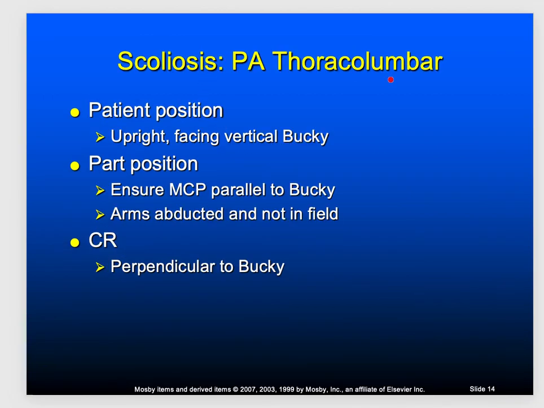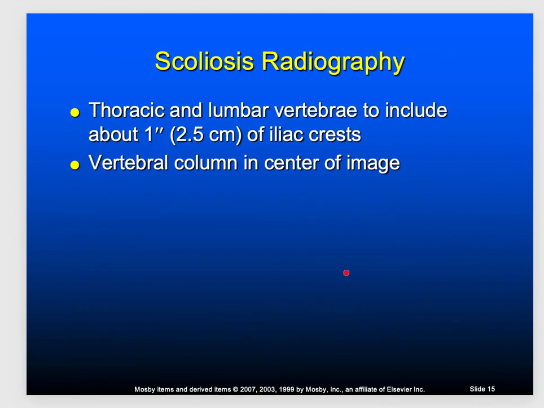So PA thoracolumbar is patient position upright facing the vertical bucky. So part position, you're ensuring the mid-coronal plane is parallel to the bucky, and the arms are abducted and not in the field. So you want to move the arms away from the body. Your central ray is perpendicular to the bucky, so there's no angle. Okay? So your scoliosis, thoracic, and lumbar vertebrae to include about 1 inch of the iliac crest, and then your vertebral column is in the center of the image.